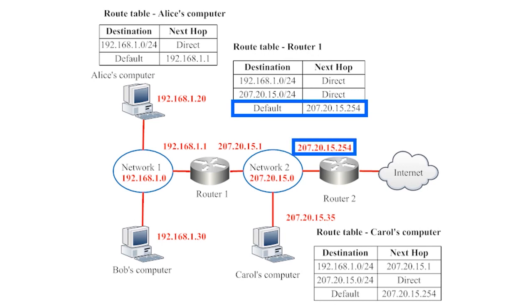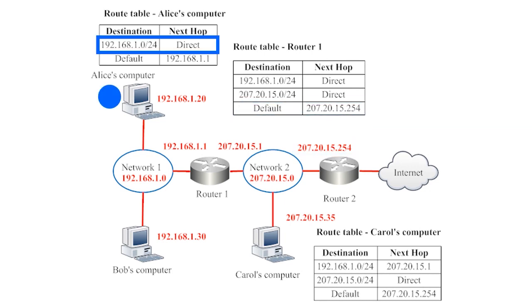From Router 2, this information would continue on through the internet, most likely to be directed by several more route tables before reaching its final destination. So if Alice wanted to send information to Bob's IP address, then Alice's route table would direct that information directly to Bob's computer.